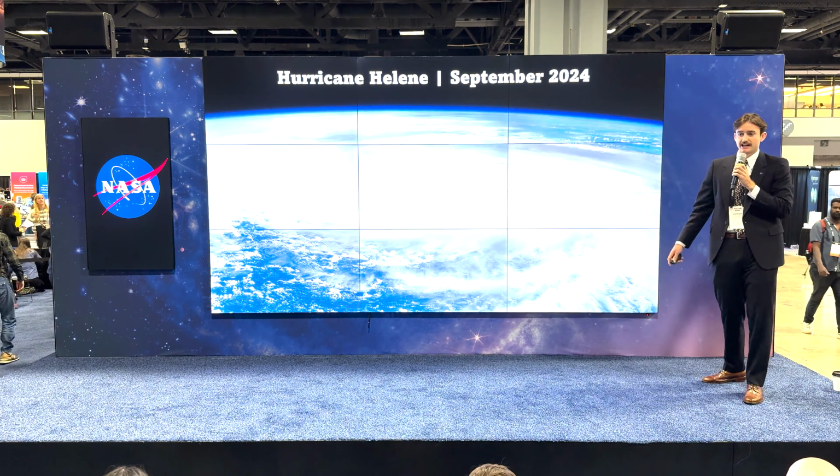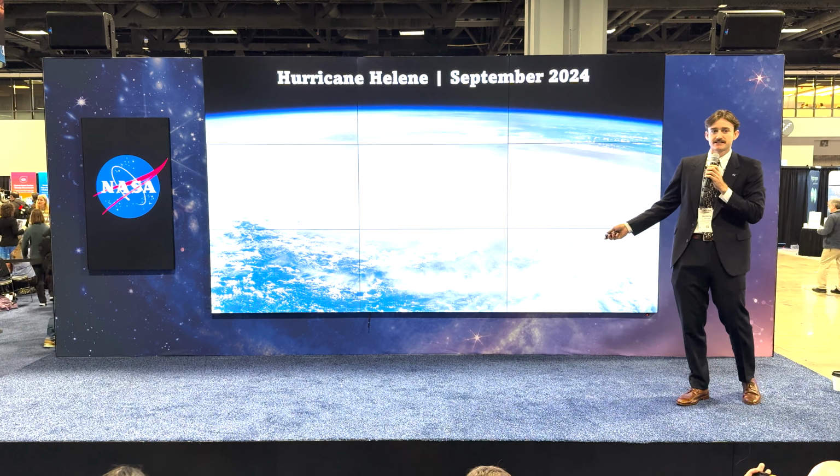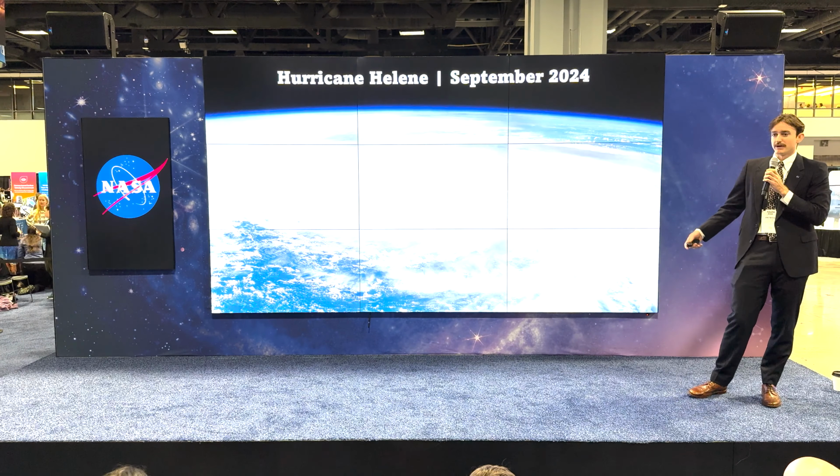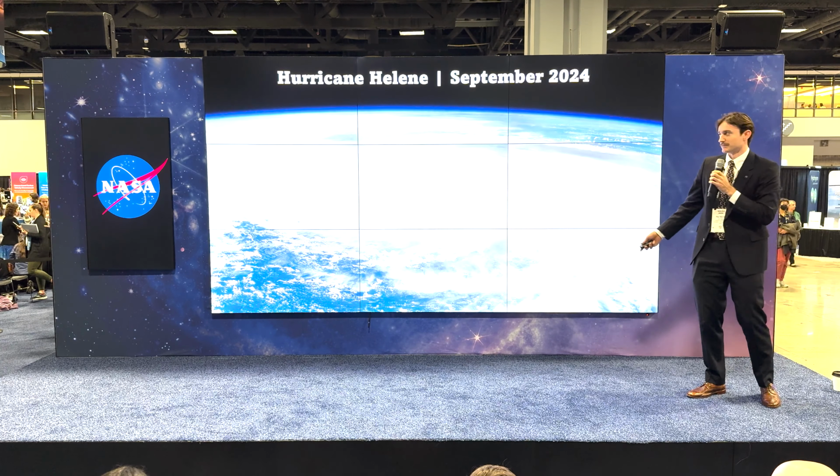So now we're going to jump to Hurricane Helene. This is an image from the ISS for Hurricane Helene. I like it because I think it just shows the scale of the storm. This was a massive storm. It affected millions of people. It's still affecting people today.